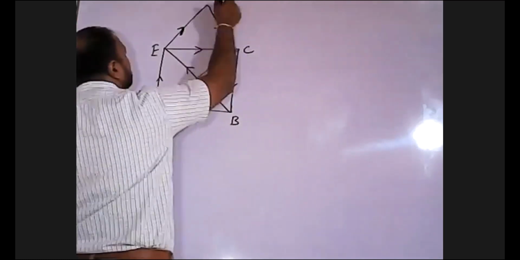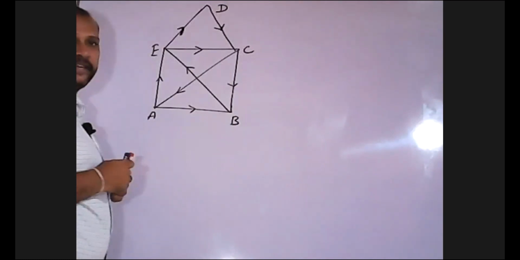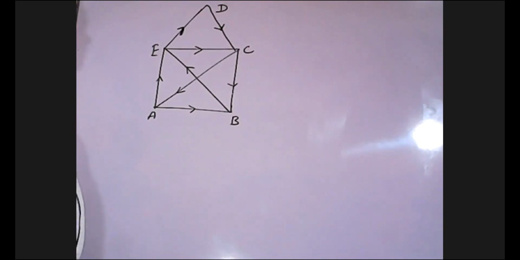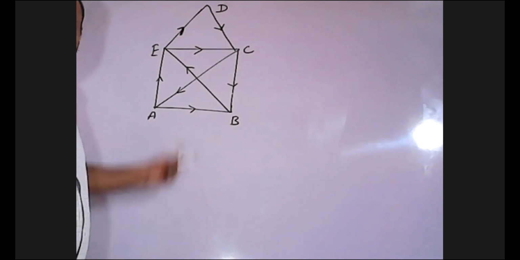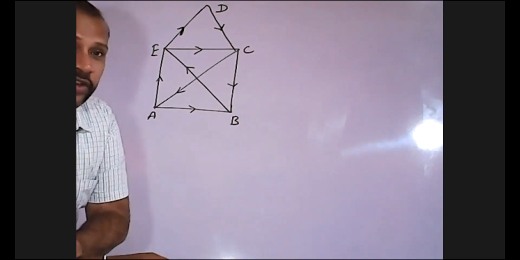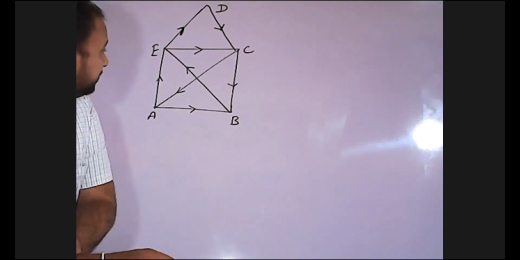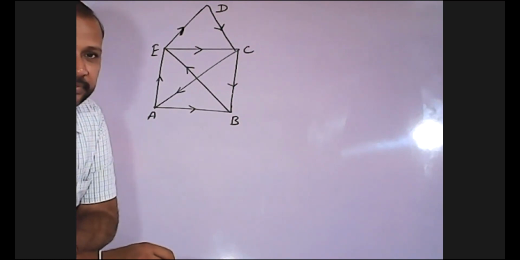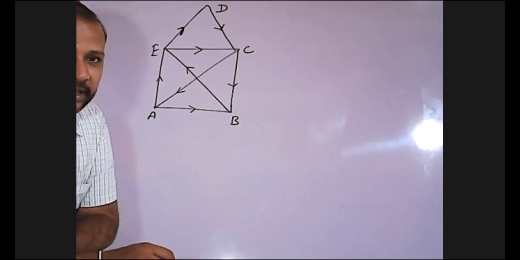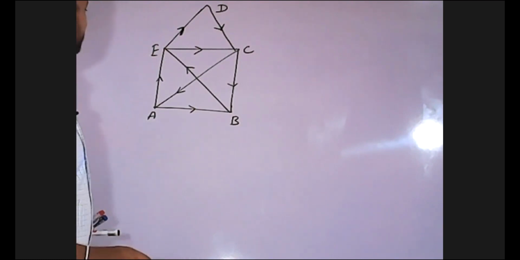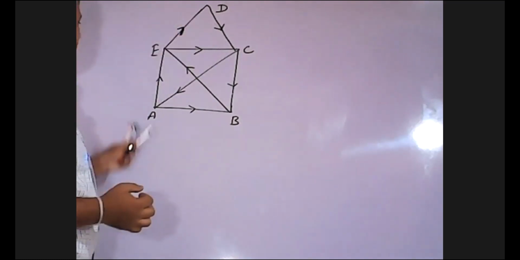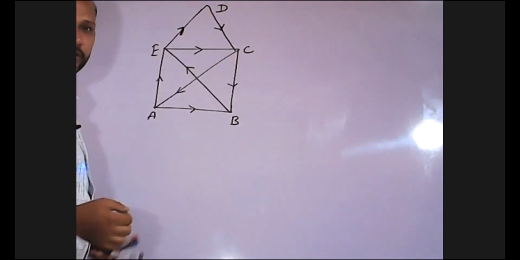Are there any closed loops? Tell me. Are there any closed loops? Yes. What are those? A, E, yeah. Good. There is one. This one. A, E, D, C. That is a closed loop.